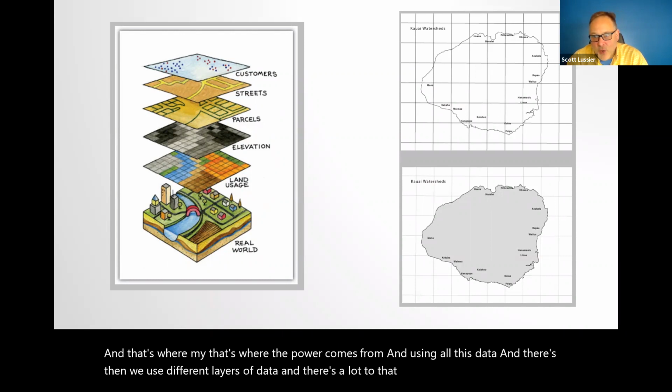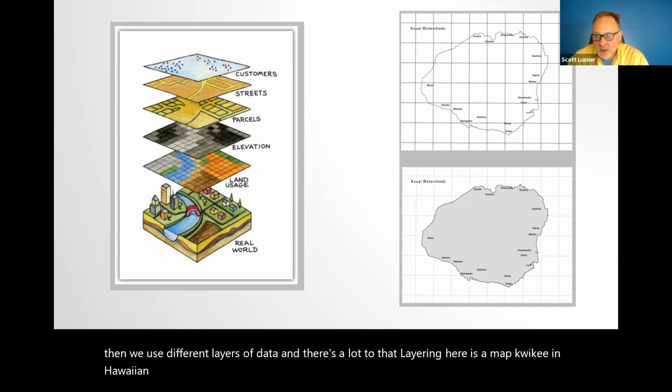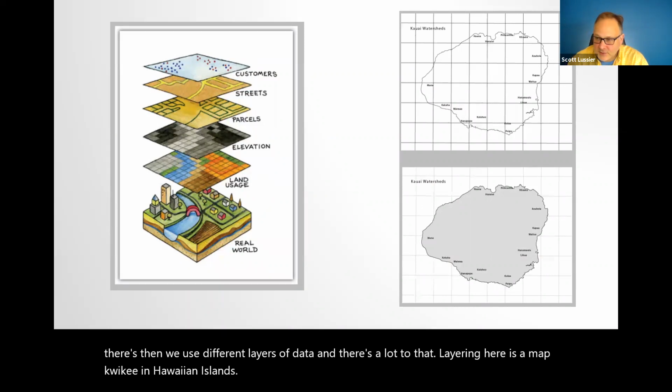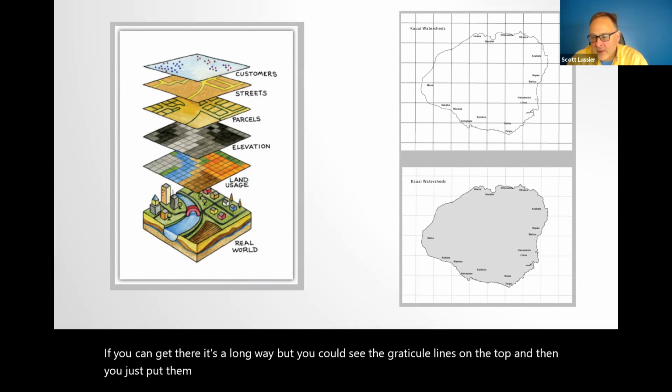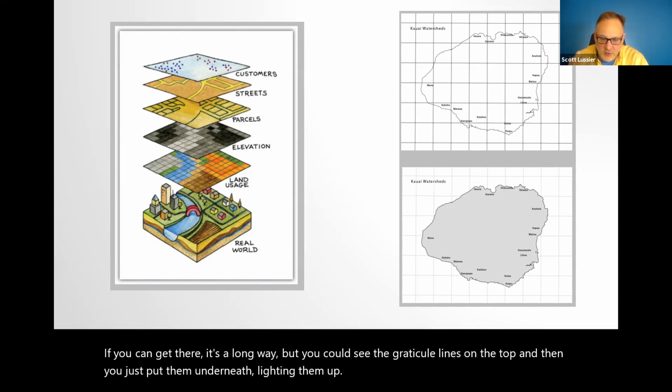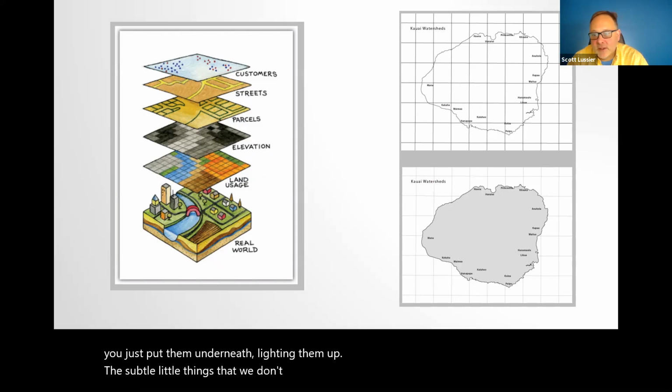Here is a map of Kauai in the Hawaiian Islands, a popular vacation spot. If you can get there, it's a long way, but you could see the graticule lines on the top, and then you just put them underneath, lighten them up. These subtle little things that we don't really notice are all part of cartography.